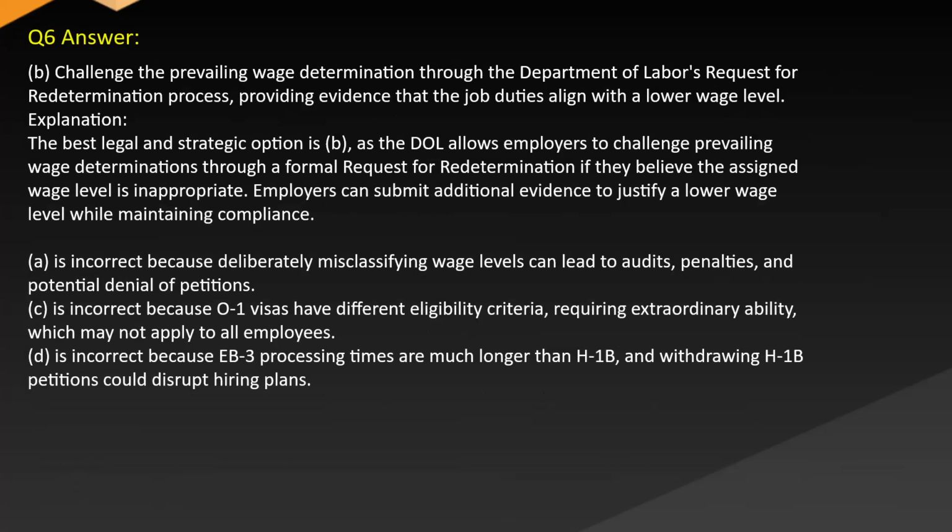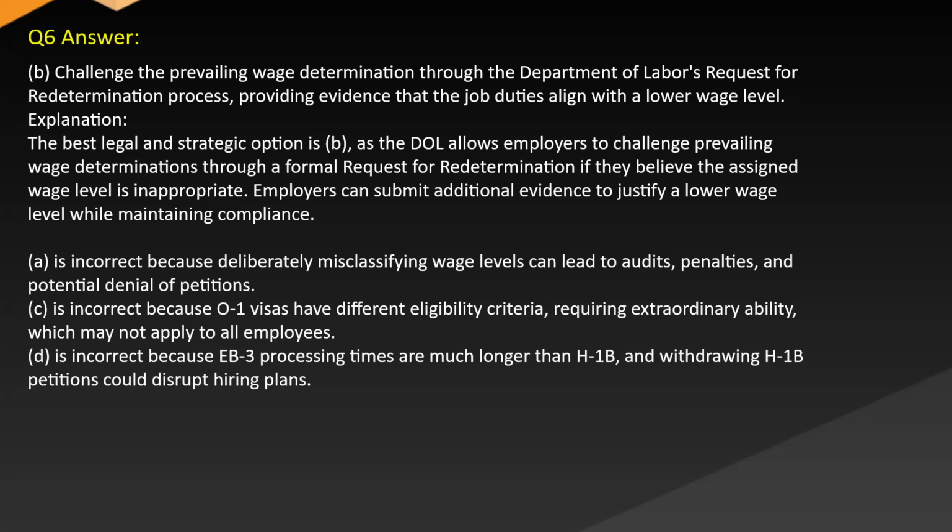Answer. B. Challenge the prevailing wage determination through the Department of Labor's request for redetermination process, providing evidence that the job duties align with a lower wage level. Explanation. The best legal and strategic option is B, as the DOL allows employers to challenge prevailing wage determinations through a formal request for redetermination if they believe the assigned wage level is inappropriate. Employers can submit evidence to justify a lower wage level while maintaining compliance.